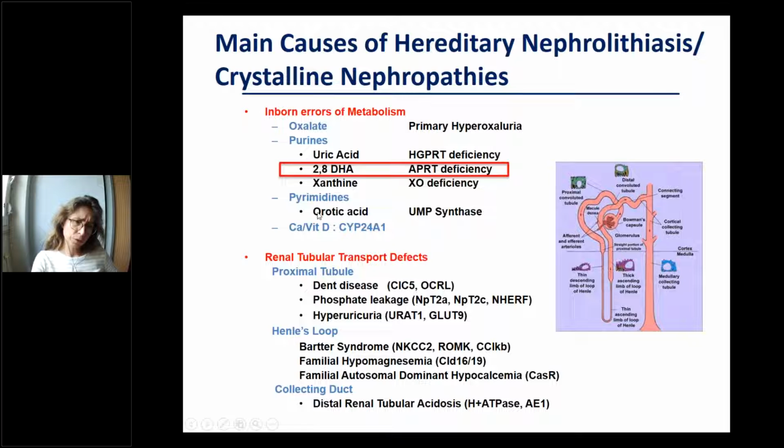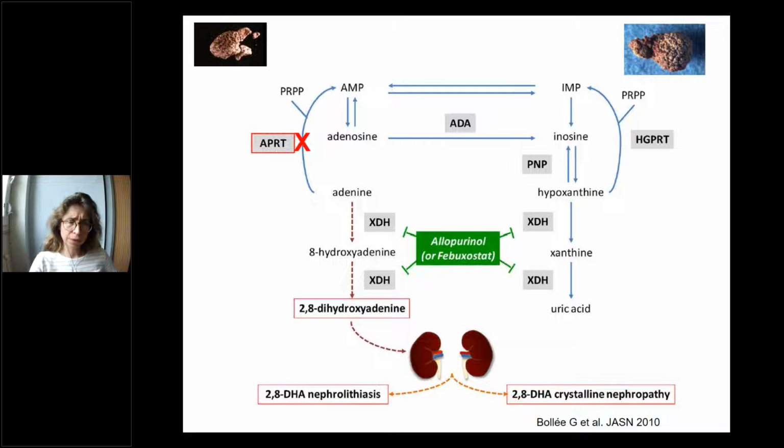And then you have also another rare disease, orotic aciduria. You have some other metabolic disease. You probably know already CYP24A1 deficiency. And you have then the family of all the renal tubular transport defects. We are not in the scope of this talk. So we'll have a better look at this disease.